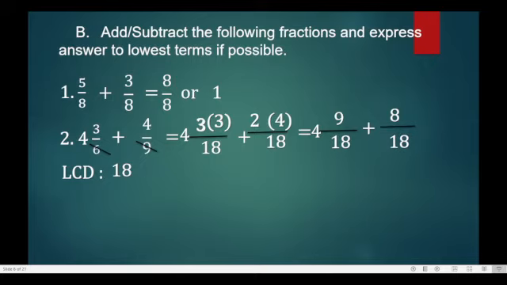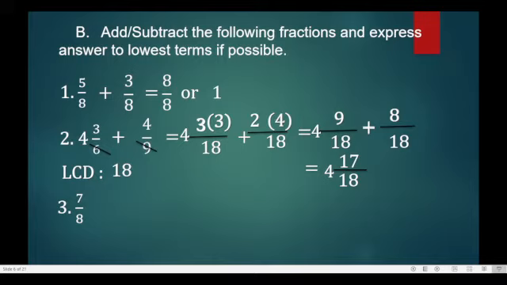And then add the numerators, 9 plus 8. So that is equals to 17. And then copy the whole number, copy the same denominator. So that is 4 and 17 over 18.